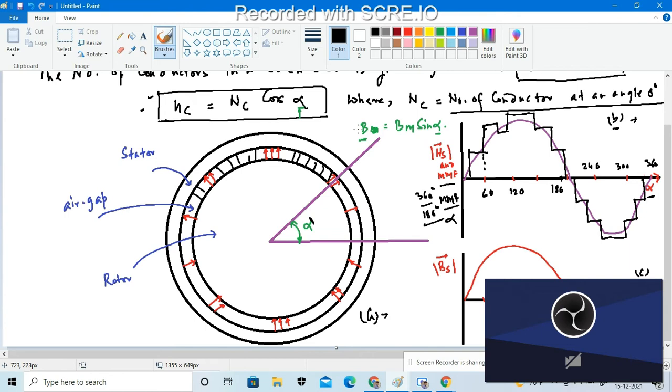Okay, you see these two equations: Nc is equal to Nc cos alpha, and B is equal to Bm sine alpha. Now you can tell which angle alpha is between, this one and this one. What will this particular line signify, and what will this line signify?